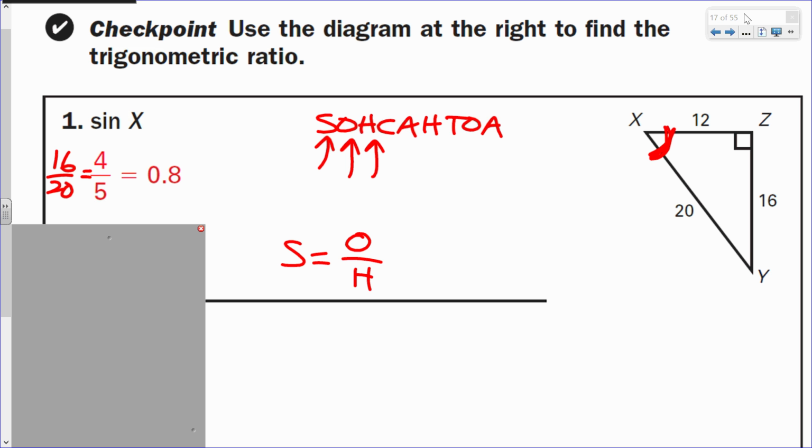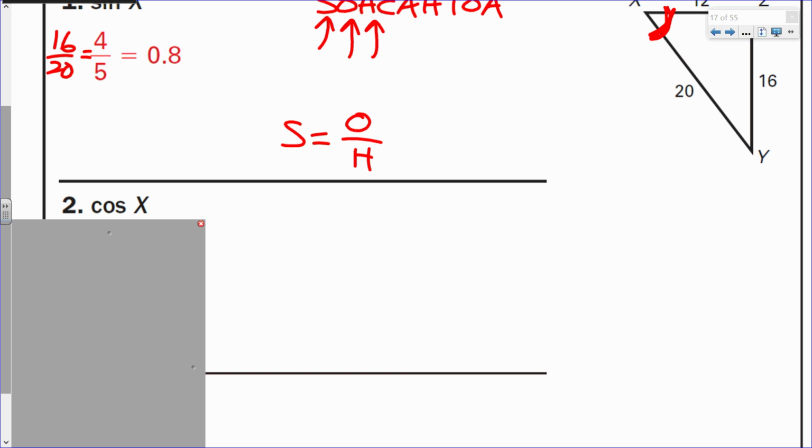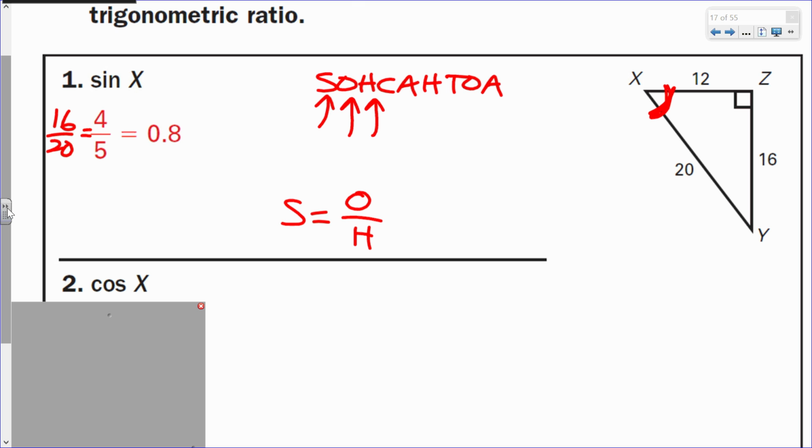Let's try number 2 now. Cosine of x. Okay, cosine, SOHCAHTOA. Cosine is adjacent over hypotenuse. And we're dealing with x still. X is still our reference angle.